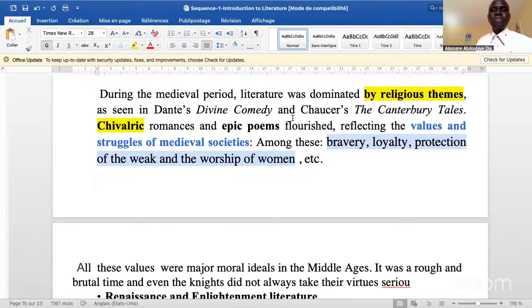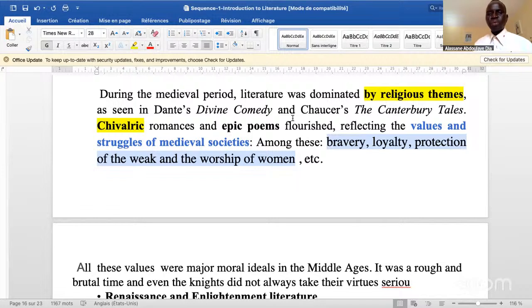So during the medieval period, literature was dominated by religious themes. What does this mean? During the medieval time, religion was at the center of life. That's why you saw La Guerre de Religion and everything. Religion was central, and religious themes were seen in Dante's Divine Comedy or Geoffrey Chaucer's The Canterbury Tales. So chivalric romances and epic poems flourished, reflecting the values and struggles of medieval societies.